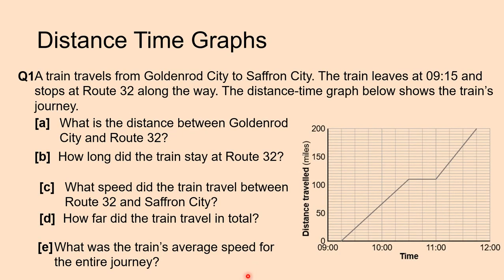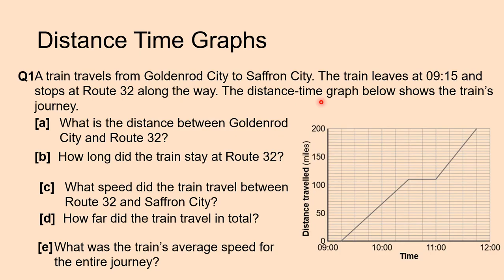So a train travels from Goldenrod City to Saffron City. The train leaves at 9:15 and stops at Route 32 here along the way. The distance time graph shows the train's journey. So pause the video and have a go at these 5 little questions.